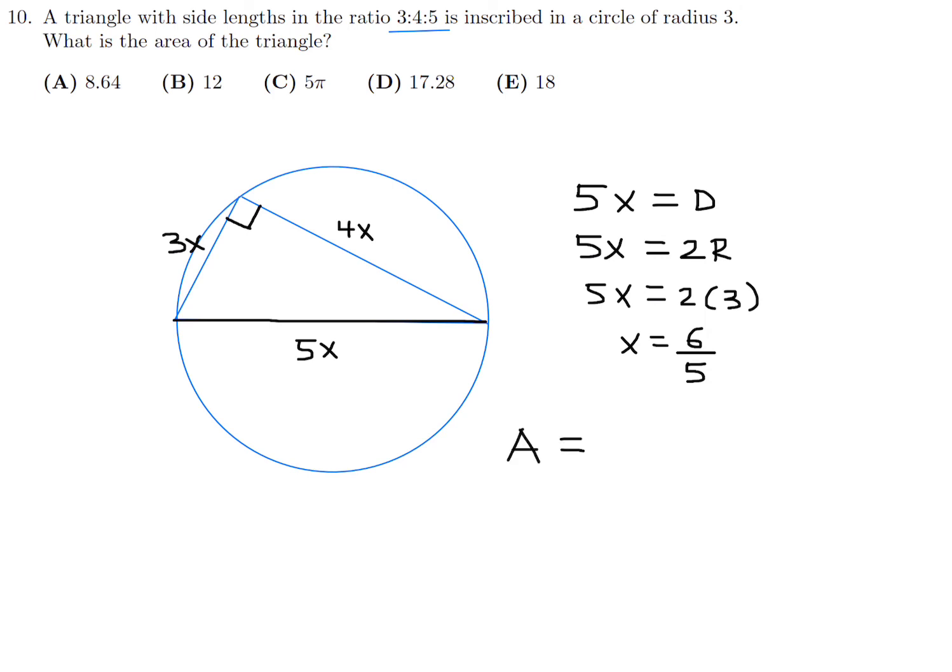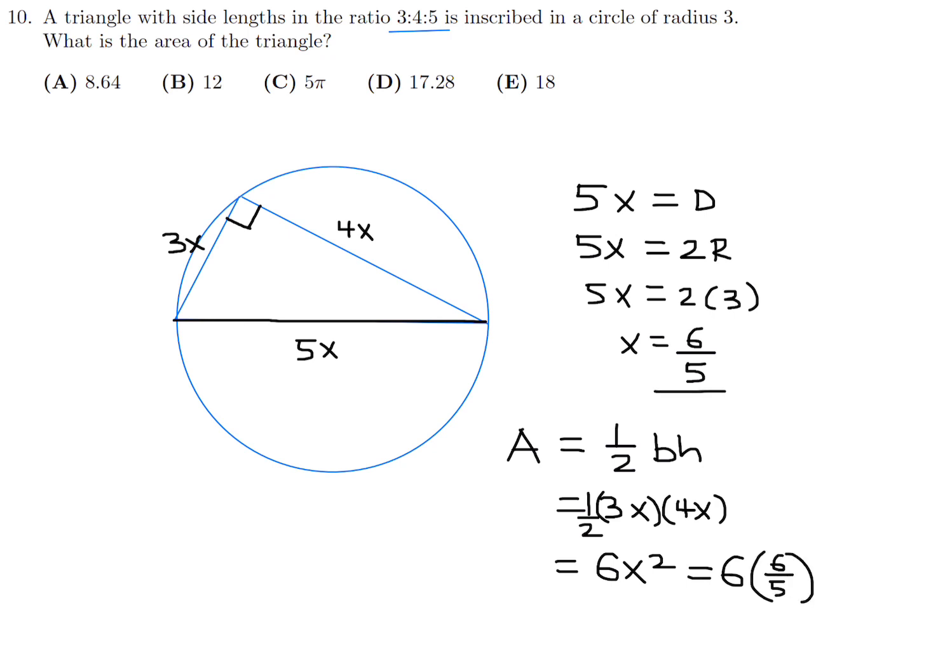Now the area of this triangle is 1/2 base times height. The base you can use 3x. The height you can use 4x. And if you do, you get 12x squared over 2, so that's 6x squared. And then x, we just figured out, was 6 over 5. So there you go. That's the numerical value for the area. And in decimal, that is 8.64. So number 10, the answer is A.